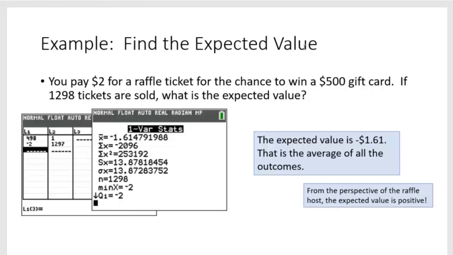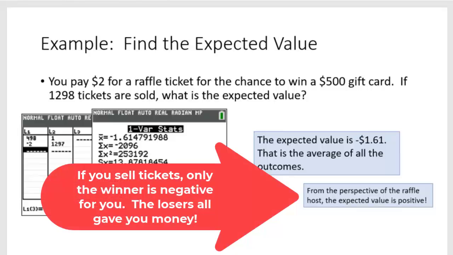So when it says find the expected value, you're trying to find the mean of all the possible outcomes. Right, that finishes up this lesson.